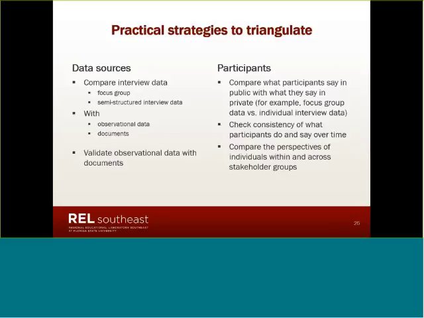In terms of participants, you can compare what participants say in public with what they say in private. For example, there are times in which individuals will participate in individual interviews as well as your focus group interviews. Making sure that those findings are consistent across is very important. You should also check for consistency of what participants do and say over time, and compare the perspectives of individuals within and across stakeholder groups. For example, you're comparing the perspectives of teachers with what others are saying, as well as other participants in your study.